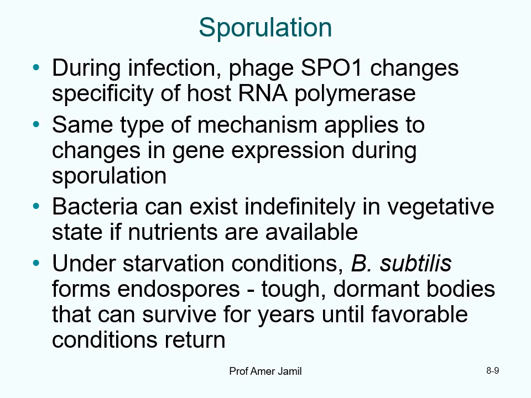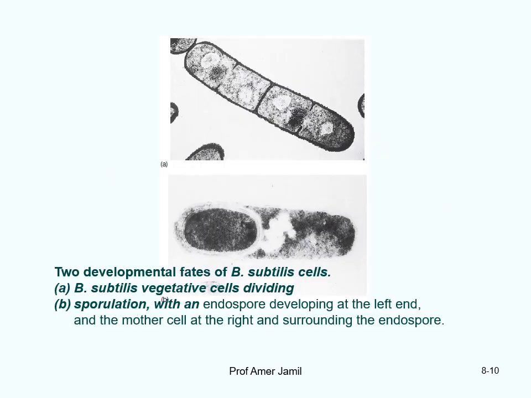Sporulation: during infection, SPO1 changes the specificity of the host RNA polymerase. Some type of mechanism applies to changes in gene expression during sporulation. Bacteria can exist indefinitely in the vegetative state if nutrients are available, but under starvation conditions, Bacillus forms endospores. They are tough dormant bodies that can survive for years until favorable conditions return. So here A shows the vegetative cells dividing, and B is the sporulation with an endospore developing at the left end.